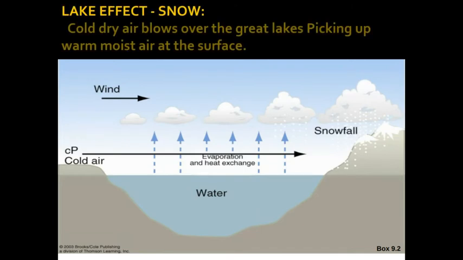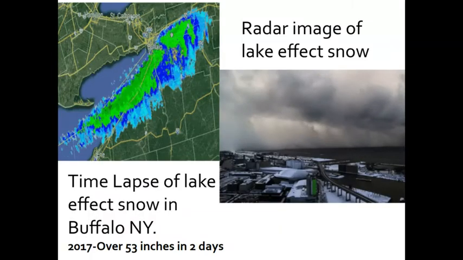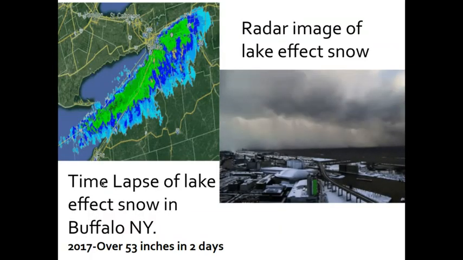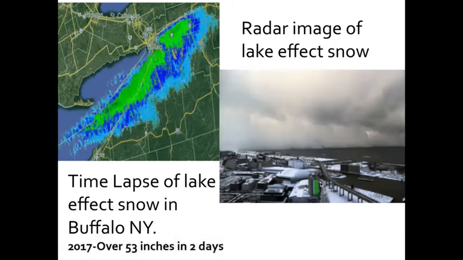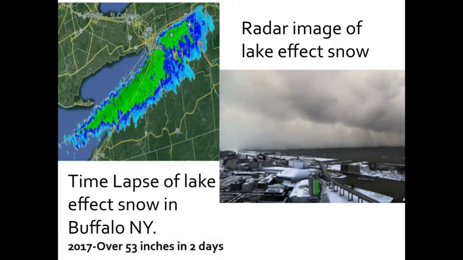Lake effect snow is when cold, dry air blows over the Great Lakes, picking up the warm, moist air at the surface of the water, and you get a lot of evaporation taking place. That evaporation puts moisture into the atmosphere. When it crosses back over land, it drops that moisture in the form of snow. There are some locations in New York State, like Buffalo and Rochester, that have seen over 53 inches of snowfall in 2 days due to lake effect.